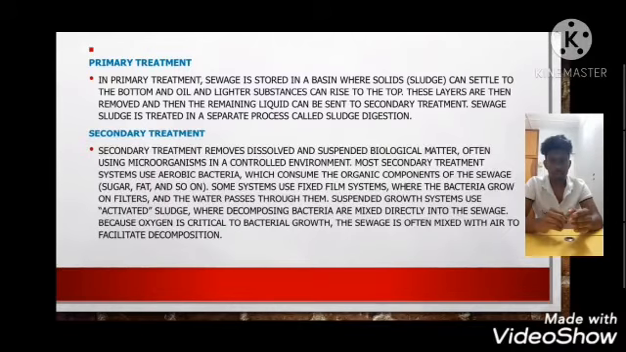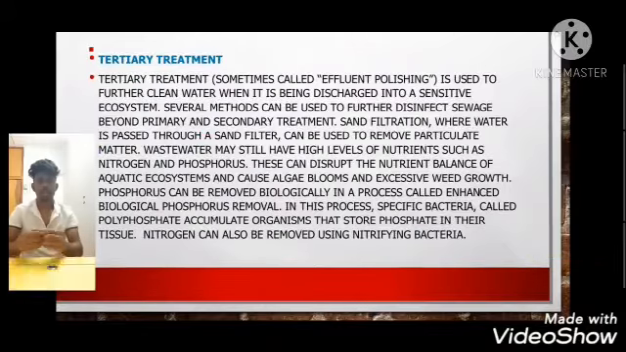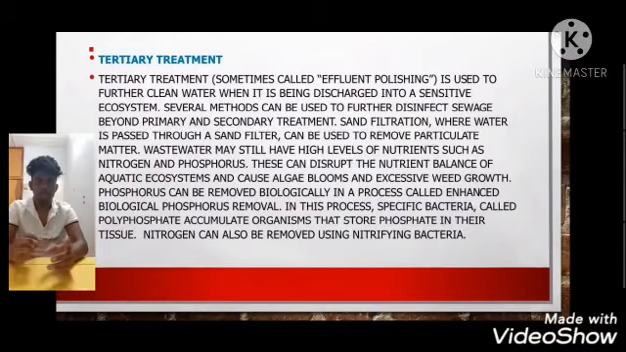Suspended growth systems use activated sludge, where decomposing bacteria are mixed directly into the sewage. Because oxygen is critical, the bacteria growing in the sewage are mixed with air to facilitate decomposition. So this phase is more about decomposition using microorganisms. Tertiary treatment is also known as effluent polishing.